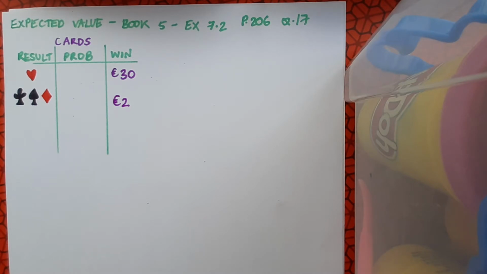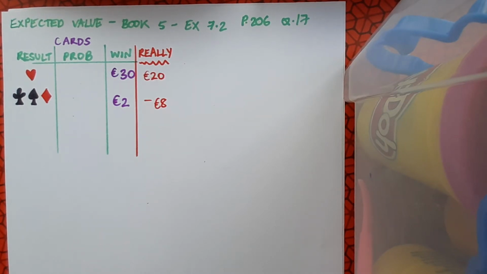I need to take into account the tenner. So what am I really going to get in terms of these outcomes? So if I get hearts, then really what's happening is that I'm making a net gain of 20. And if I get anything else, I'm really having a net loss of 8. And I'm just getting those figures by taking my 10 that it cost me to play off both of my wins.